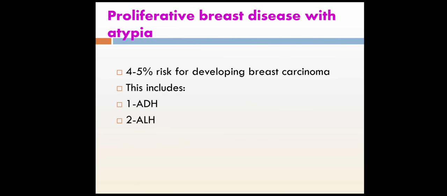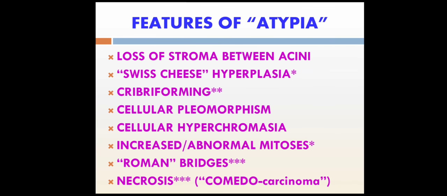Now coming to proliferative breast disease with atypia, it carries a 4 to 5% risk for development of breast cancer. This includes atypical ductal hyperplasia and atypical lobular hyperplasia.